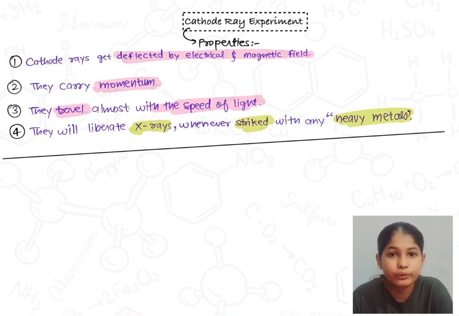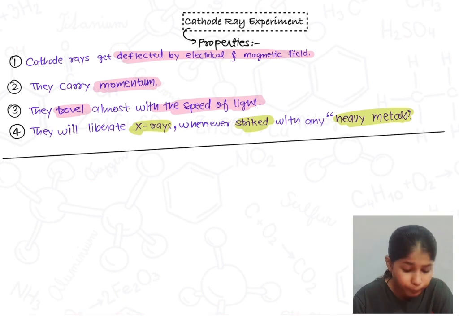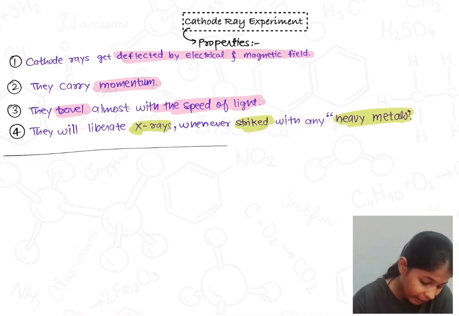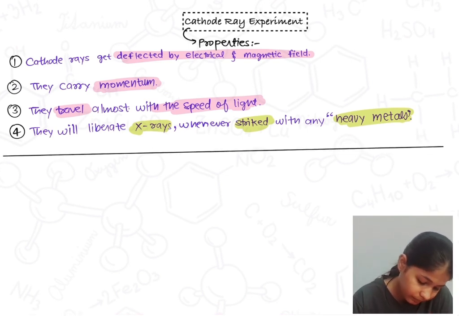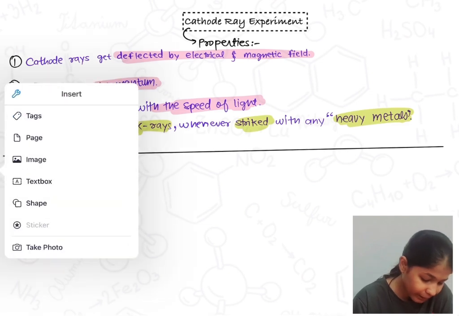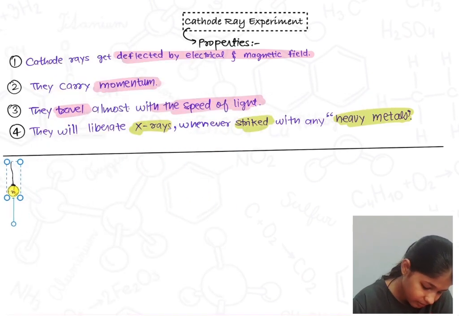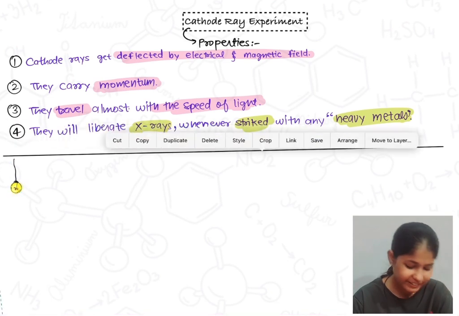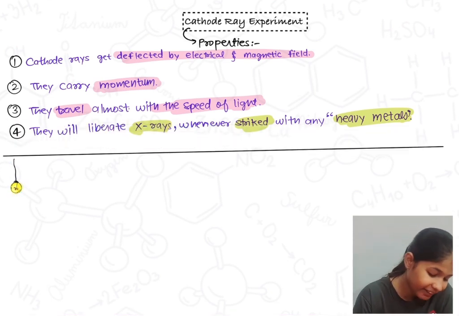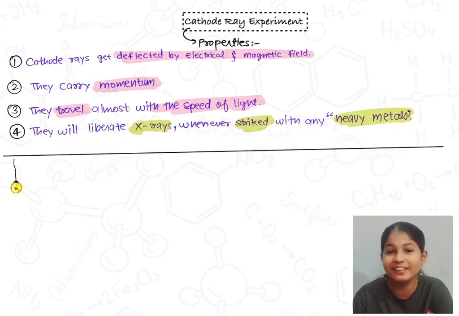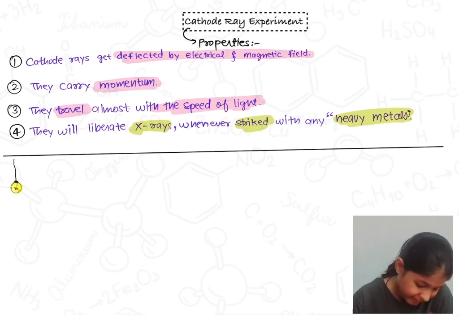But now we are going to talk about a very important, you can say the most important, property of cathode rays. So let me give a sticker here. Yes, this is our sticker. Why have I used this sticker? Because it is very important: the nature of cathode rays.